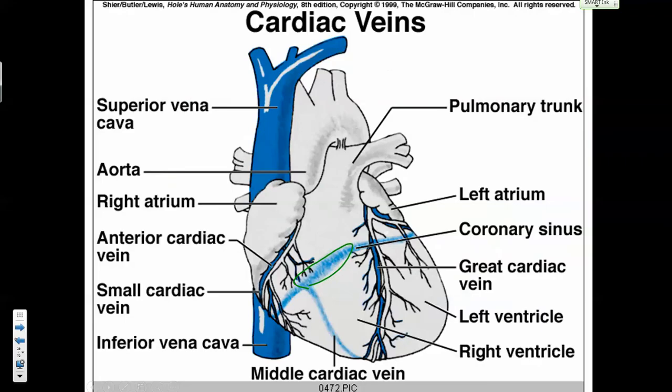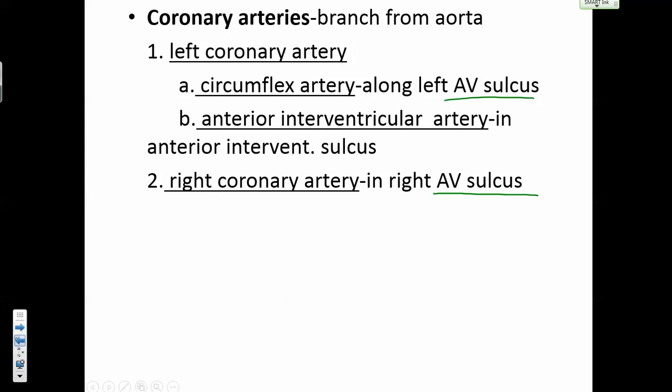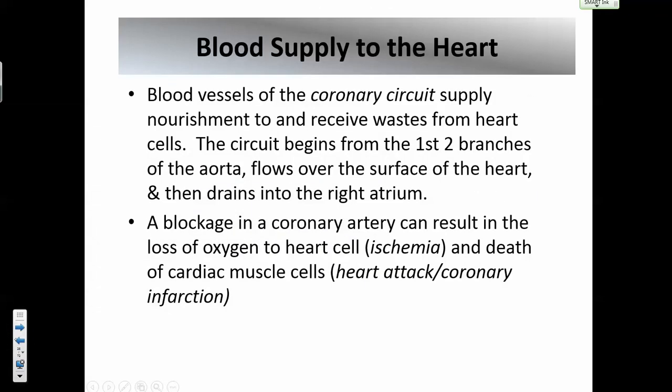Okay, so let me back up and make sure I got all the terminology for you. A blockage in a coronary artery, that's ischemia. The loss of the oxygen is considered ischemia. And then the death of the heart muscle cells, that's what a heart attack is. If they die, they can't contract. If they can't contract, the blood can't go anywhere. Okay? So that's called a coronary infarction.